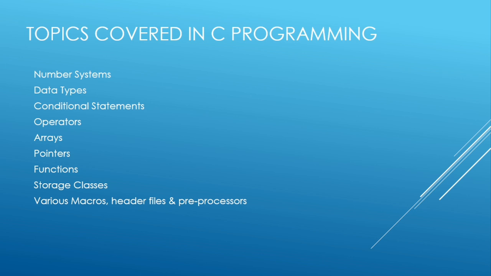The topics we covered in C programming are number systems. Number systems are the methods used to represent numbers in different ways. Common number systems include decimal, which has base 10, octal with base 8, hexadecimal with base 16, and binary with base 2. After that, data types. Data types define the type of data a variable can hold, such as integer, floating point number, characters and more.